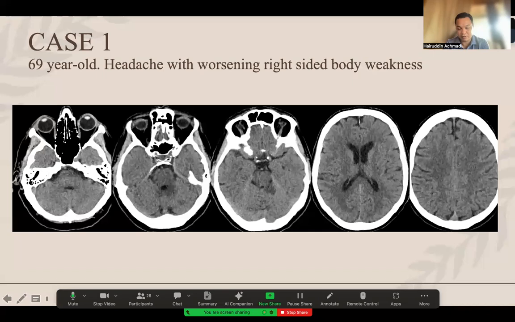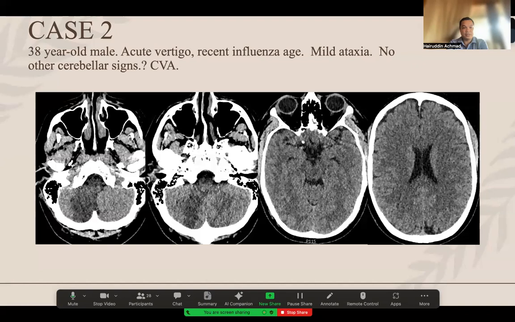And then case number 2 is a 58-year-old gentleman with acute vertigo, recent influenza infection, and mild ataxia, and they want to rule out CVA. So you see there is involvement of the posterior inferior cerebellar artery infarction, so the PICA territory. Only on this one side, there's nothing else on the left side, nothing in the occipital lobe, nothing in the visualized midbrain. So this is also a posterior circulation score of 9.